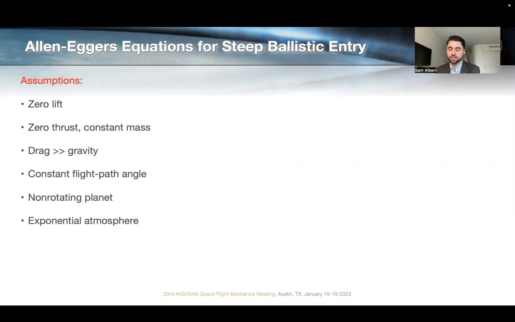This is an analytical solution to a simplified form of equations of motion for atmospheric entry. The assumptions that we're making are the vehicle has no lift, it has no thrust, and it has constant mass. And so it's mostly defined by this ballistic coefficient, which you can think of as a ratio of the inertial to aerodynamic forces acting on the vehicle. We essentially neglect gravity here because drag is the dominant force. And we assume that the flight path angle is constant.